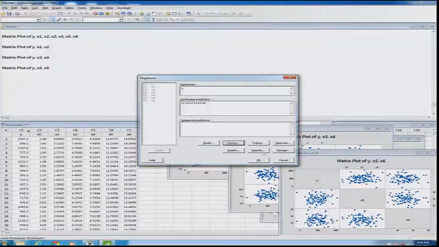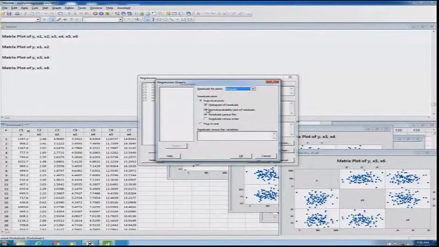Now, we would like to have different types of graphs. We can have the histogram of residuals, normal probability plot, residuals versus fit, and here you can see that I am also considering the histogram of residuals.